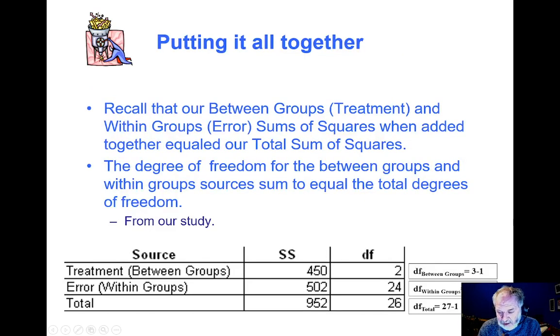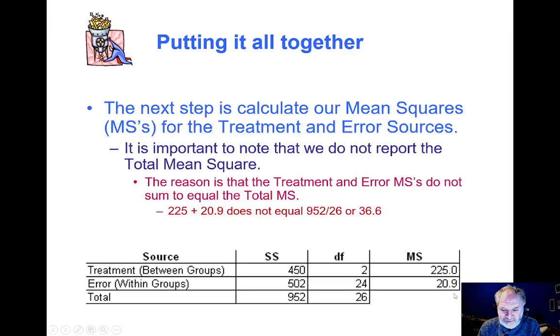Okay, and there's our calculations. Okay, so the analysis of variance, in terms of the inferential test, is referred to as, oh, sorry, I have to calculate my variance, right? So the variance is basically the sum of squares divided by the degrees of freedom. So it's a general form. So 450 divided by 2 is 225. 502 divided by 24 is 20.9.